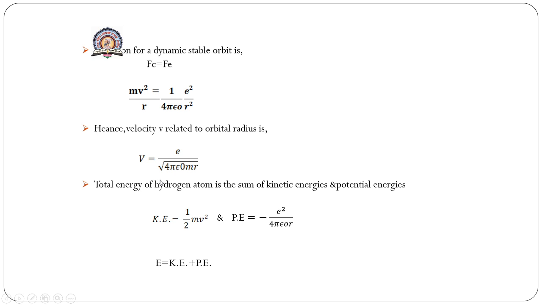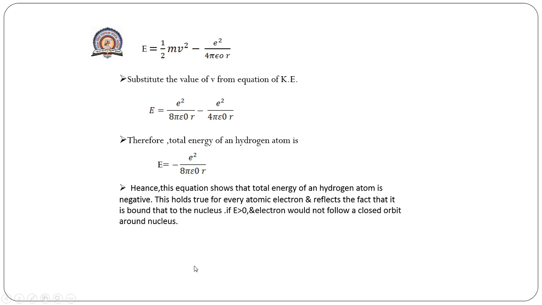Now we have to calculate the total energy of a hydrogen atom, which is the sum of kinetic energy and potential energy. You know that kinetic energy is equal to 1/2 mv square and potential energy is equal to minus e square upon 4 pi epsilon 0 r. Potential energy is negative. Therefore, the total energy is equal to kinetic energy plus potential energy. Therefore, E is equal to 1/2 mv square minus e square upon 4 pi epsilon 0 r.